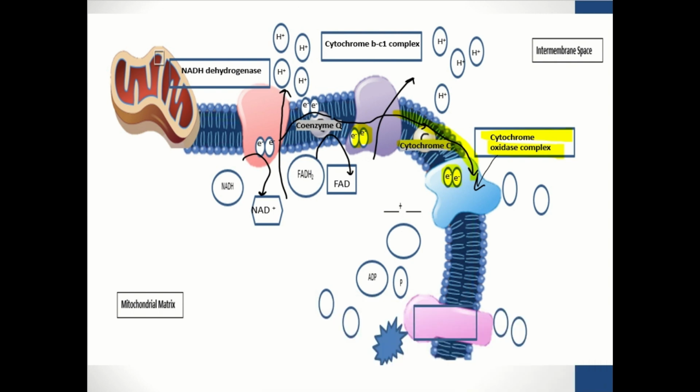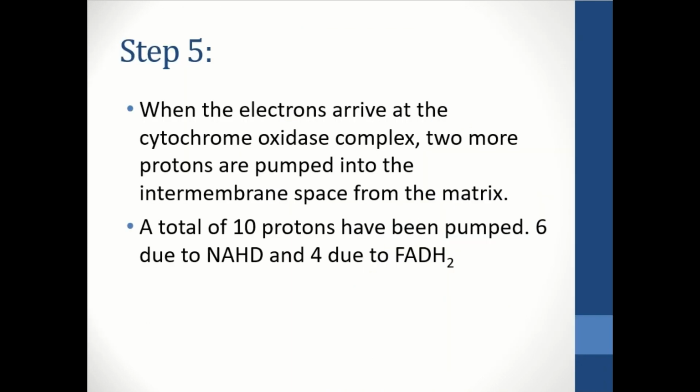Step 5, we're going to add a little bit more to it. Now that the electrons are in the cytochrome oxidase complex, 2 more protons, and again, remember protons are hydrogen ions, are going to be pumped across from the mitochondrial matrix into the intermembrane space.